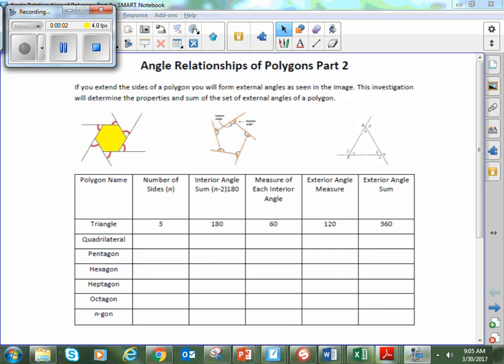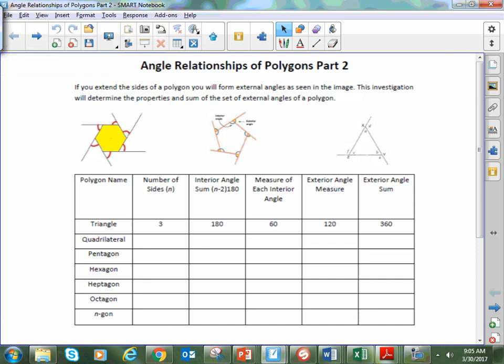Hey everybody, Mr. Piercy here, and what we're going to be looking at is another recap video of an investigation that we did concerning angles of polygons. Particularly, we're looking at the measurements of regular polygons, in this case the interior and the exterior angle measurements.